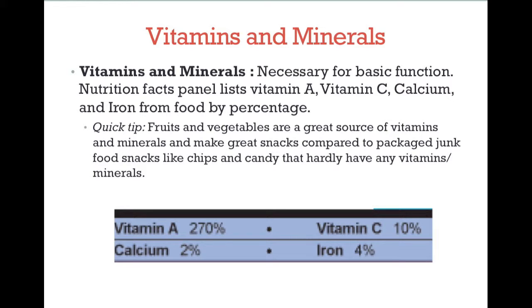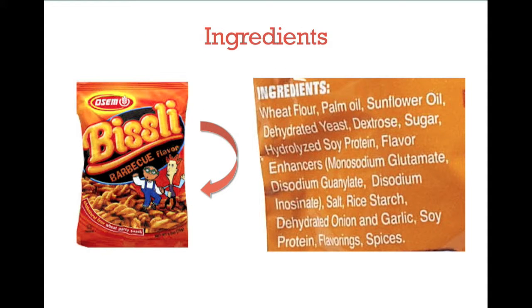For a quick tip, fruits and vegetables are a great source of vitamins and minerals. They make great snacks compared to packaged junk food snacks like chips and candy that hardly have any other vitamins.